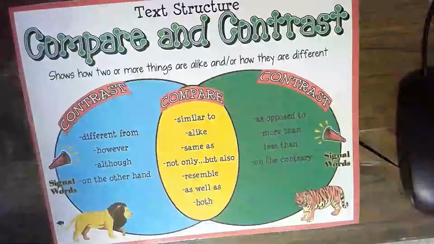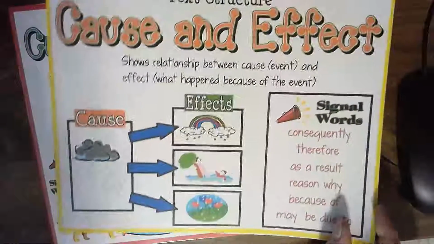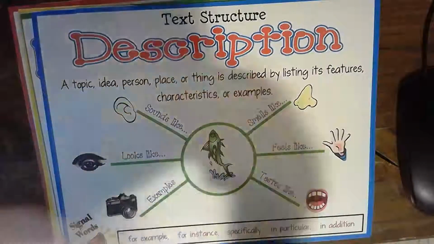Compare and contrast. And I can use a Venn diagram to help me with my thinking. Cause and effect. Problem and solution. Description. And sequential.